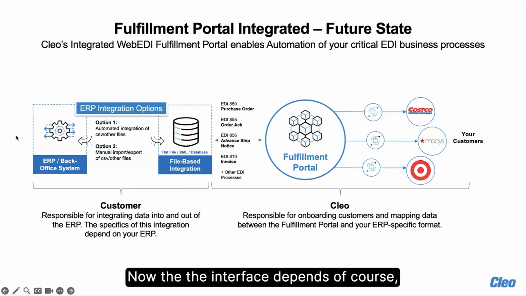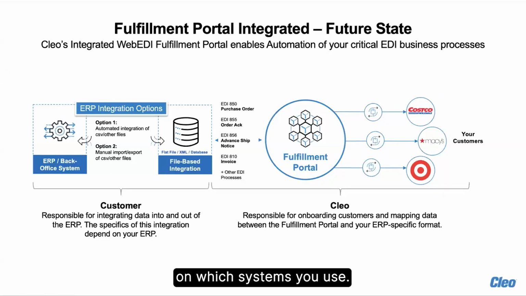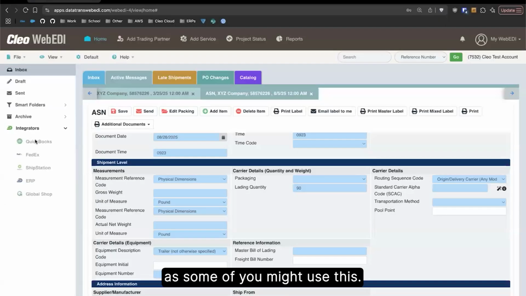Now, the interface depends, of course, on which systems you use. So something like QuickBooks, we have a native connector for that. I'll just flip back over. Some of you might use this. It's in here as a connector. Global Shop, we have a connector for that. If you use something else like Fishbowl, for example, great ERP, a lot of our customers use it.